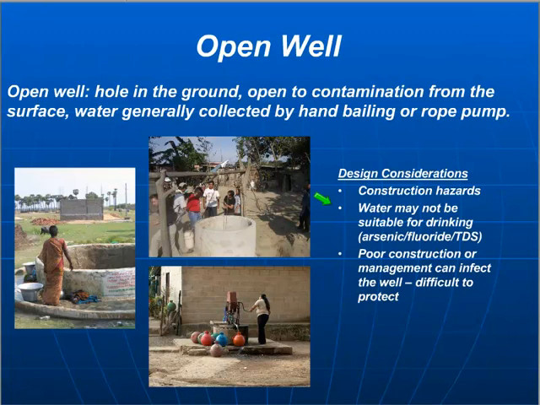And so I don't know if you can see so well, but this is a capped, there's a concrete roof essentially on top of that open well with a pump so that nobody's putting their buckets down into that well. And so that might be an EWB project. If you were to construct a new open well, the design considerations or the things to be a little worried about is just the construction hazard, depending on how deep you're going.